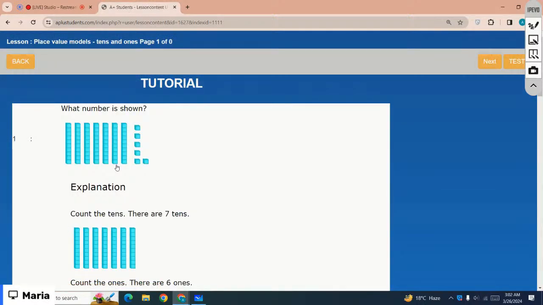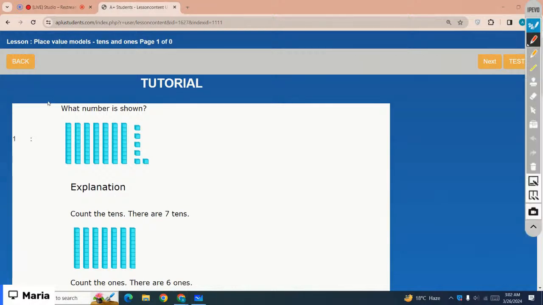Okay, what number is shown? You are given the models, and you have to understand the place values from the models. You can see this one complete line represents 10 small blocks, so this line represents the tens. You have to count how many tens: 1, 2, 3, 4, 5, 6, 7. That means 7 tens. And the small blocks represent ones. You have to count how many ones: 1, 2, 3, 4, 5, 6. So 7 tens and 6 ones.